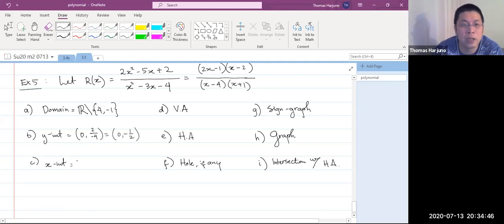The x-intercepts, you see from the numerator, right? (2x - 1)(x - 2), you set it equal to 0, so you get x = 1/2, x = 2. These are the zeros of the function, and because both of them are real numbers, they give us the x-intercepts also. But distinguish the zeros and x-intercepts.